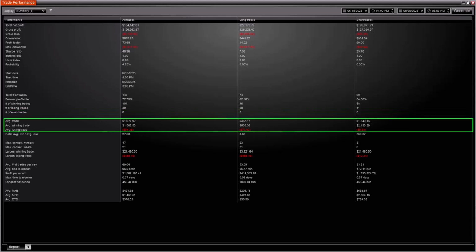The average trade, average winning trade, and average losing trade calculates the mean of individual trade outcomes. NinjaTrader is reporting our average trade as $1,077.92, our average win as $1,502.53, and our average loss as negative $54.38.